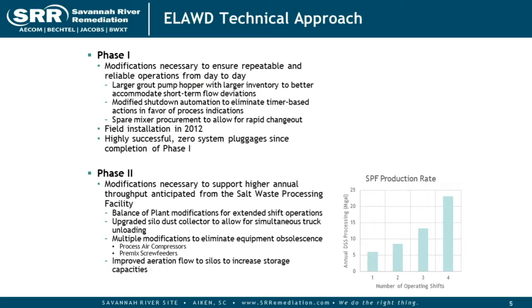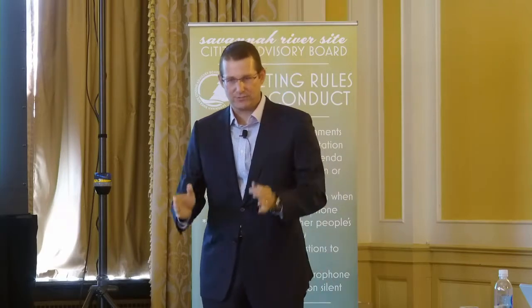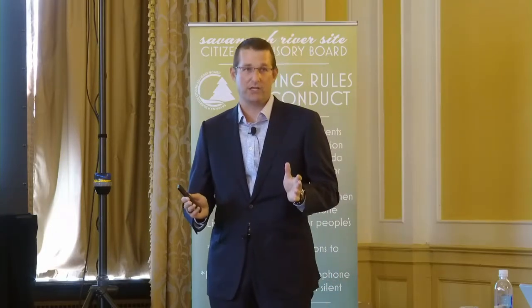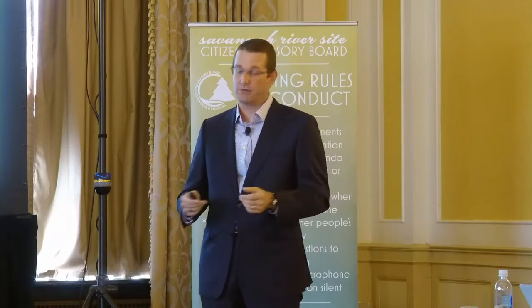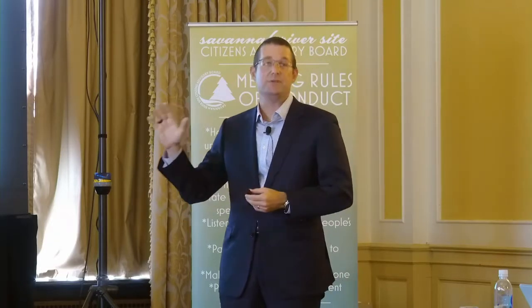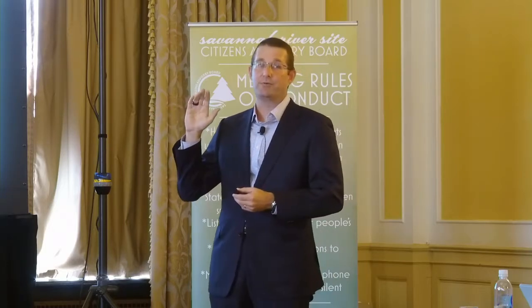I would say it's one of the most successful things we've ever done. We have had 0 system pluggages since the implementation of these modifications in 2012. So again, phase 1, highly focused on reliable day-to-day operation. However, that day-to-day operation was still only in a 1 to 2 million gallon per year operating range, and we know the future is going to be for much higher throughputs. So phase 2 was scoped with an eye towards SWPF and recognizing we need to operate with much higher availability.